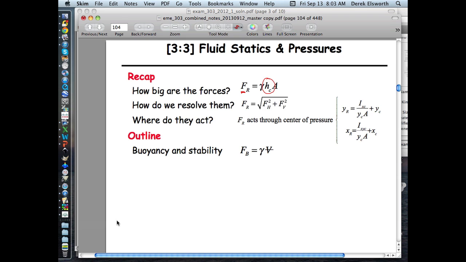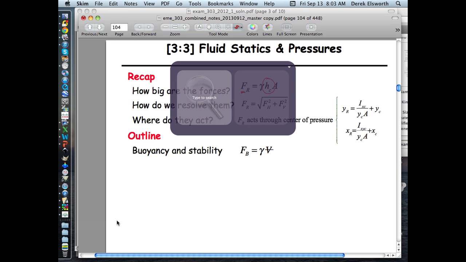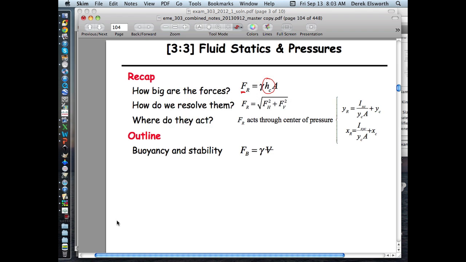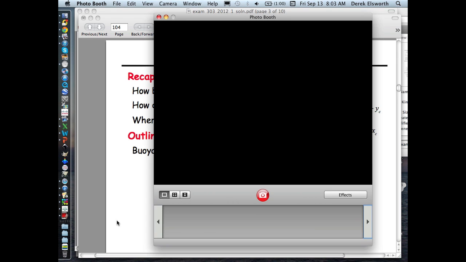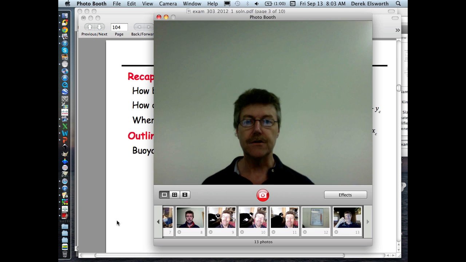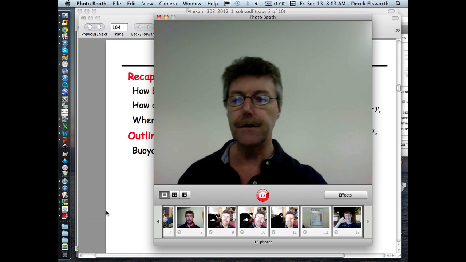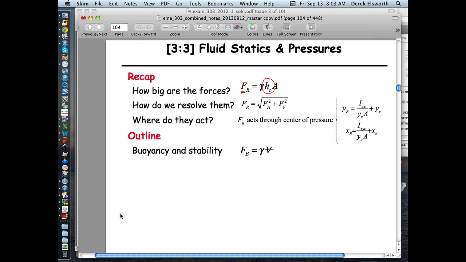component. Let's see if I can do this. Beep. How slick is this? So, let's see if I can. So, I was going to make a point. I will make a point again in a second.